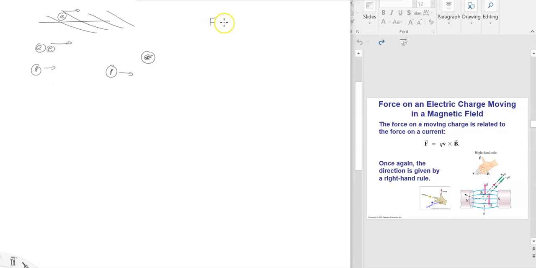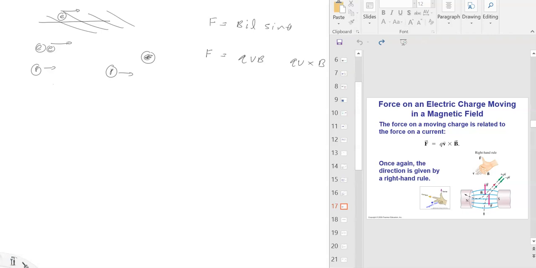We talk about F equals BIL sine theta. This is for a conductor with some length. Same way for a charged particle, we have F equals QvB, or we can say Qv cross B. So how do you understand this equation? Okay, how do you understand this?